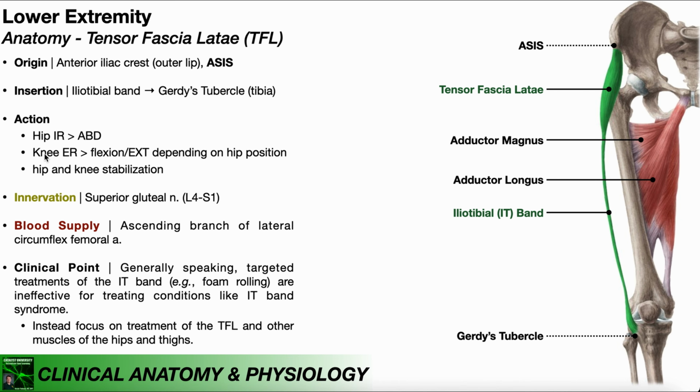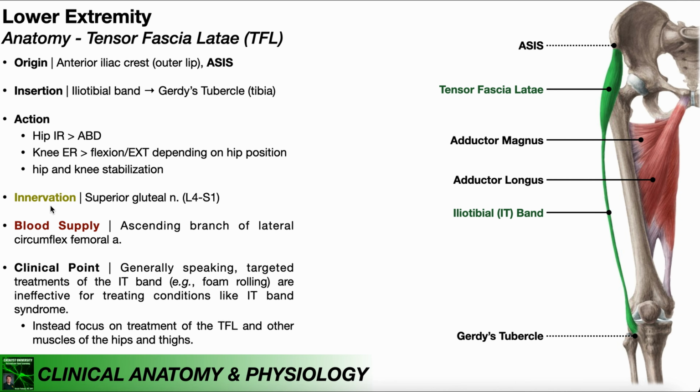At the knee joint, the TFL can facilitate external rotation of the tibia relative to the femur, that would be in open chain positions, but also flexion of the knee or extension of the knee depending on the hip position. So if the hip is more flexed, then the TFL will facilitate more knee flexion. If the hip is more extended or closer to neutral, the TFL will facilitate knee extension. And overall, this muscle facilitates hip and knee stabilization, considering the fact that it crosses both joints.